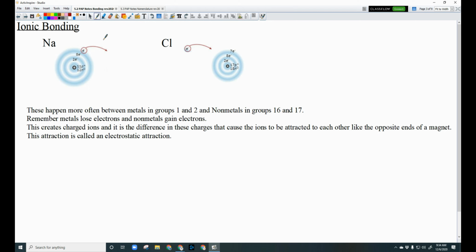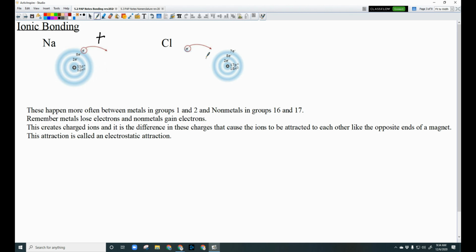And when it does lose this electron, or give this electron away, it still has 11 protons and then just 10 electrons now. And so that giving away causes sodium to have a +1 charge, because the 11 protons are still present, and those charges are canceled out by just 10 electrons. So we still have a +1 charge left over. So this is the sodium ion.